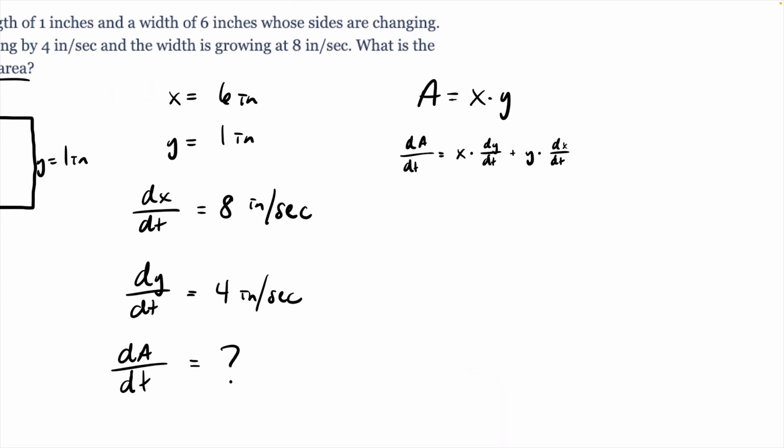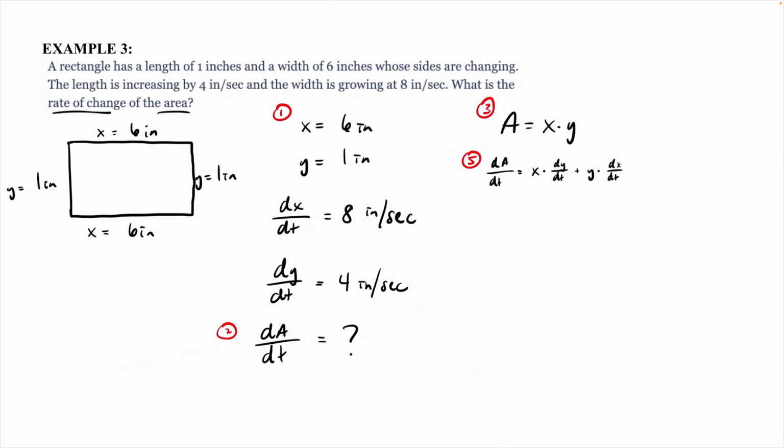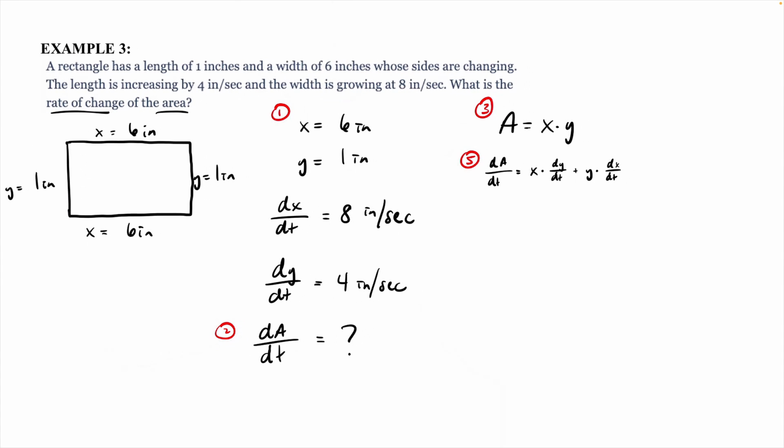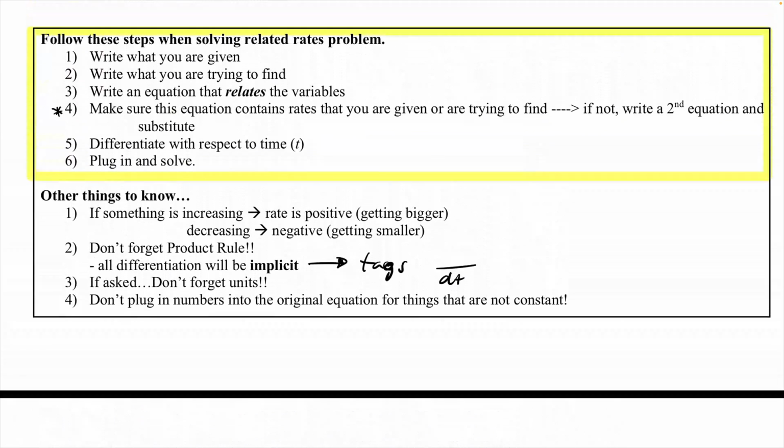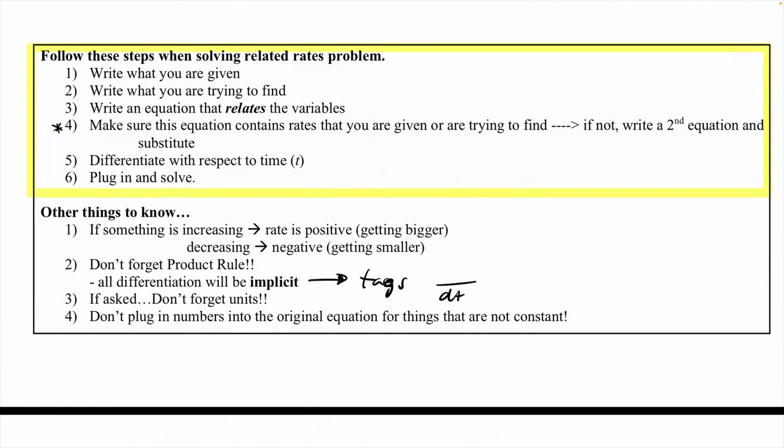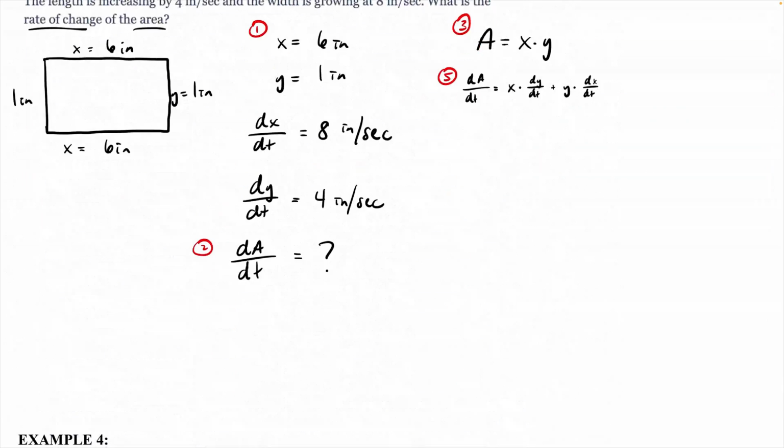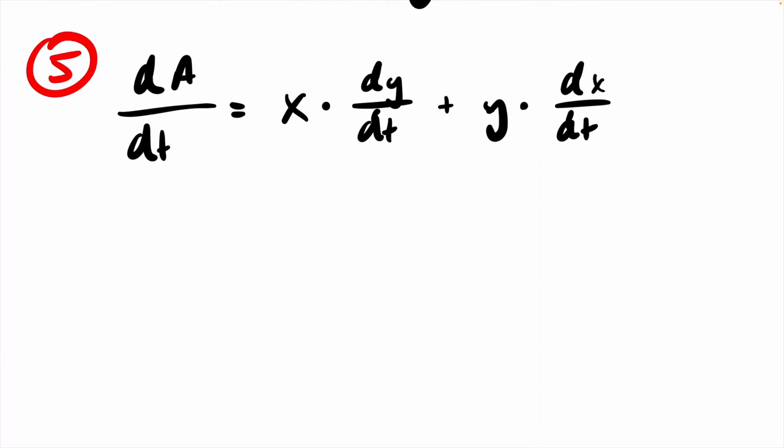Okay, so let me label this. Step 1 was all of this. Step 2 is down here. Step 3 is over here, and this is step 5. Where's step 4? We didn't do step 4 for this problem. That's why it's got a star on it. Step 6, plug in and solve.